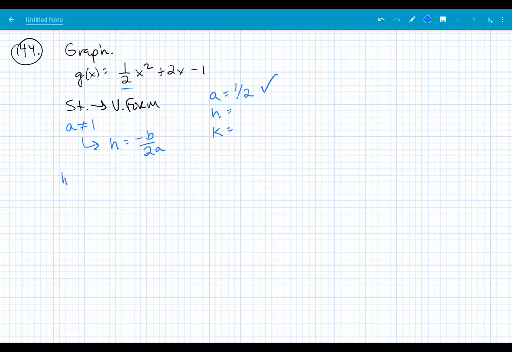So my h in this case is equal to negative my b value, which is 2, over 2a. So 2 times 1/2. A negative times the 2 up top is negative 2. And 2 times 1/2, so we're saying what is half of 2, which is 1, is equal to negative 2. Like I said, keep in mind this is an x value.